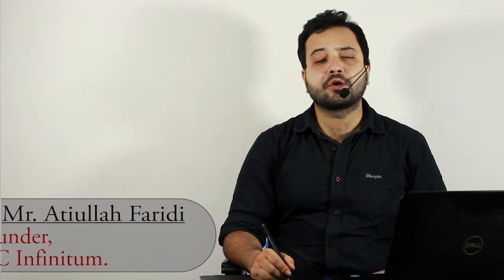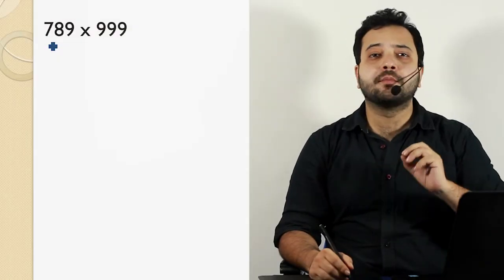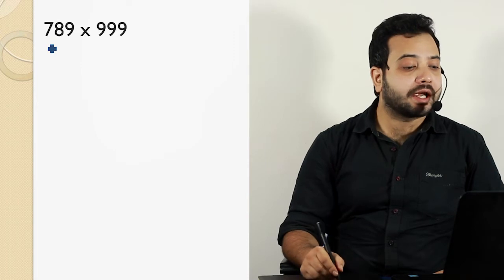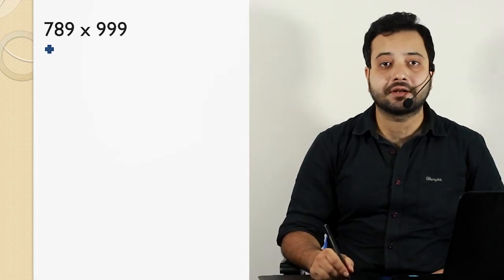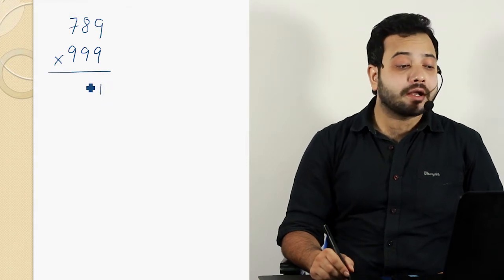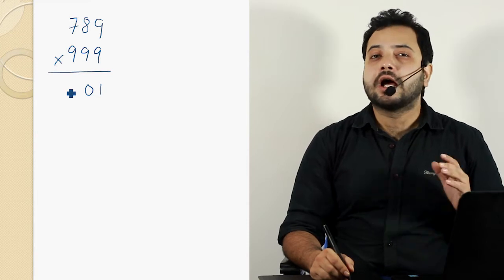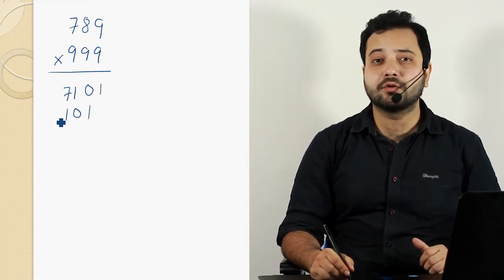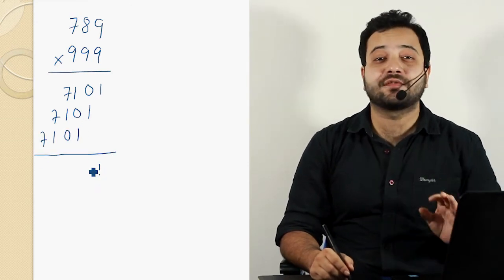In this lecture, we're going to do a very simple trick in which we can multiply a series of 9s by any number. For example, let's say I have 999, which is a series of 9s, and I need to multiply it by 789. If you try to do this calculation by the usual method of multiplication, how long do you think you're going to take? A minute? Maybe two? But with this trick, I assure you we can do it in just 5 seconds.